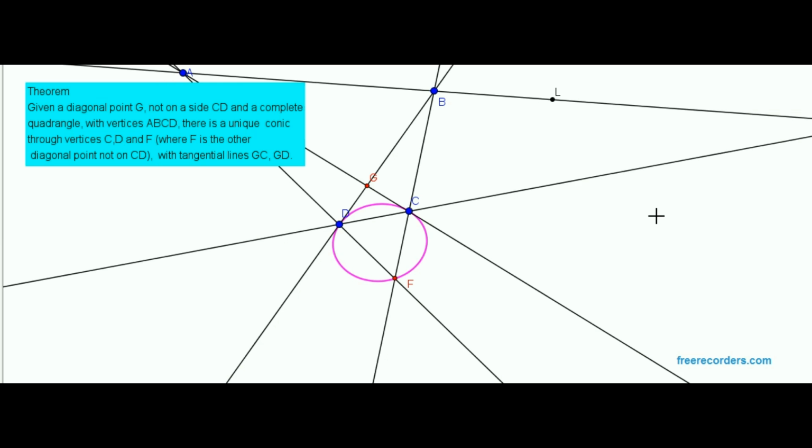And we want our conic to pass through F, and we also want it to have the property that it goes through C, and at C it's touched tangentially by the line GC, and our conic goes through D, and at D it's touched tangentially by the line GD. So we claim that such a conic exists, and we claim that it's unique. So existence is fairly easy to prove.